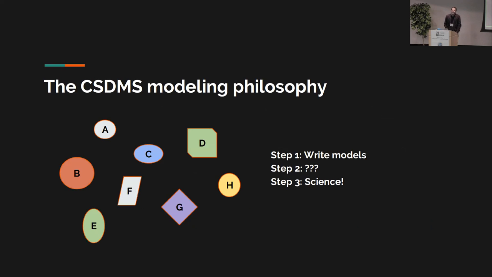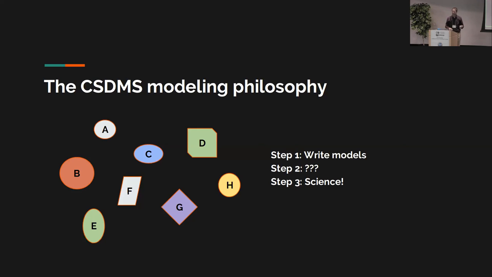All right. So when CSDMS was in its design phase, Jai Savitsky and others decided on a bottom-up, community-driven approach to modeling for this organization that they were putting together. The idea was, step one, that researchers in the community would write models for surface processes. These models would be written in whatever language they felt most comfortable with. So that's great. You can see in my diagram that there are models that are little, models that are big, models written in Fortran, models written in C, maybe Python, etc.